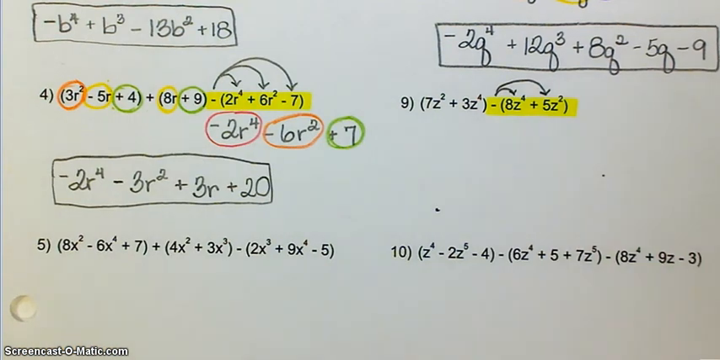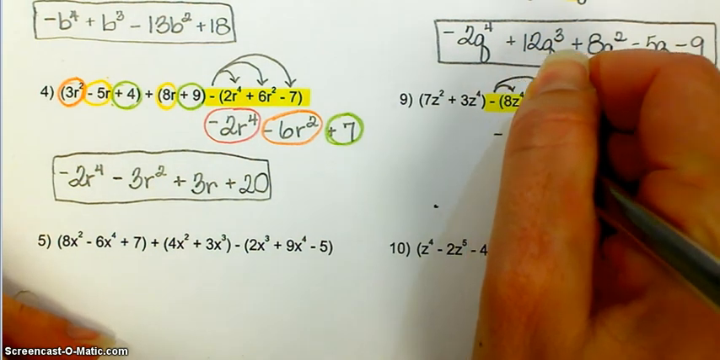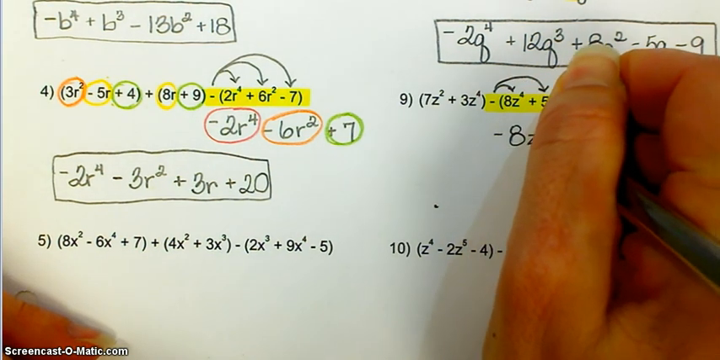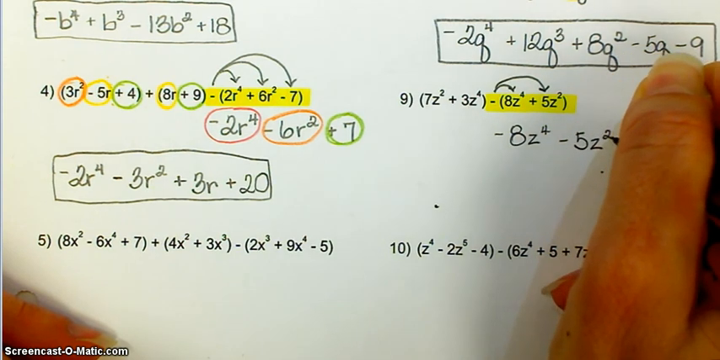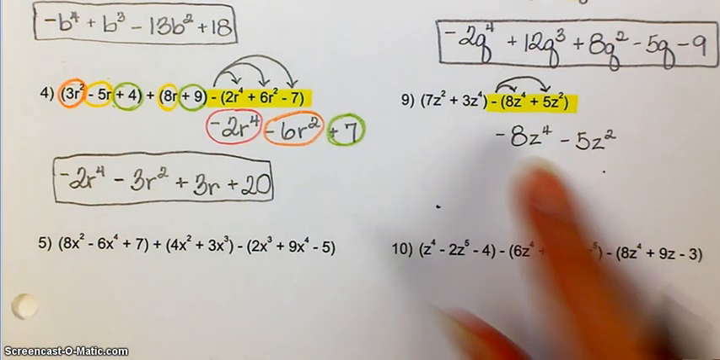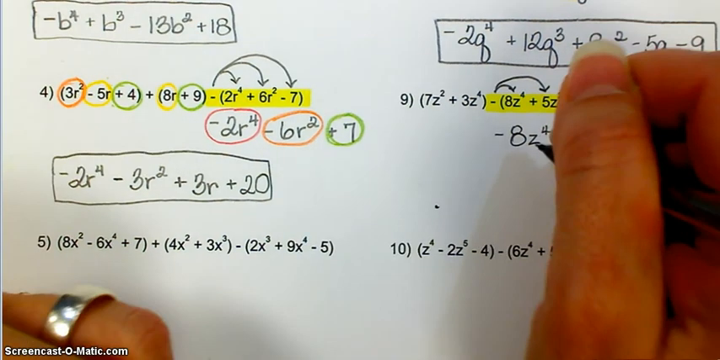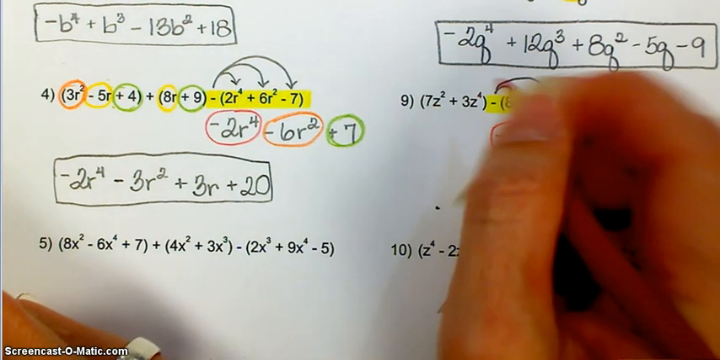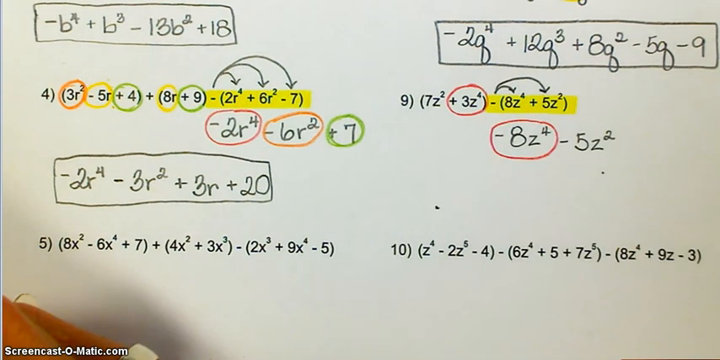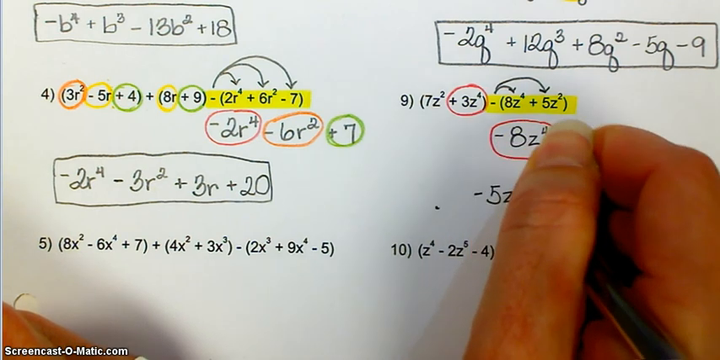Okay, let's do 9. When I do the distributive property, this becomes negative 8z to the 4th and negative 5z squared. This one looks like it's the highest degree, so that's what we're going to start off with. And there are no other... Oh, yes, I do. Okay, I've got negative 8z to the 4th, and I've got a positive 3z to the 4th. So that's going to give me negative 5z to the 4th.